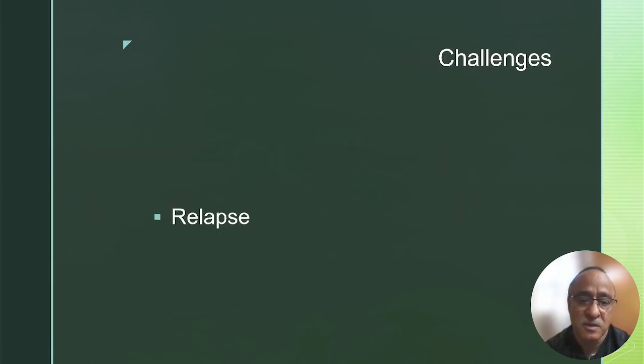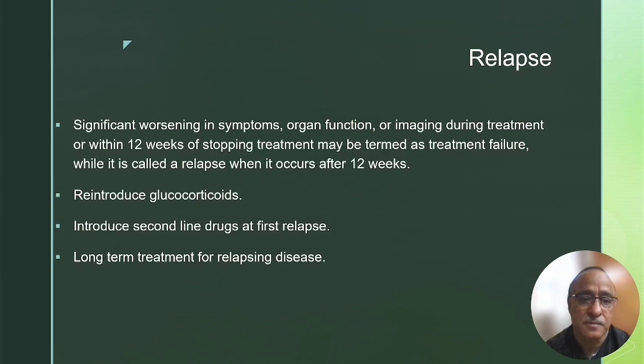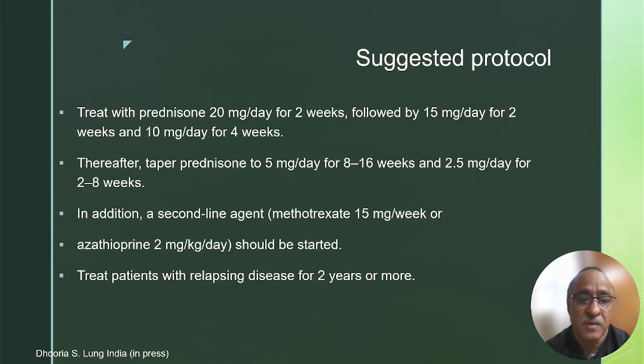How do we manage relapse, which is another challenge that we face? Whenever there is a significant worsening in symptoms, organ function, or imaging during treatment or within 12 weeks of stopping treatment, it is termed a treatment failure. Anything beyond 12 weeks would be considered a relapse. So we might have to reintroduce glucocorticoids. Introducing second-line drugs at first relapse is the mantra now, which used to be introducing the second-line drugs at second relapse previously. Long-term treatment for relapsing disease might be required.